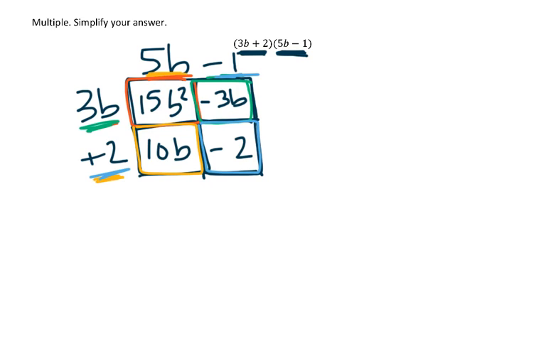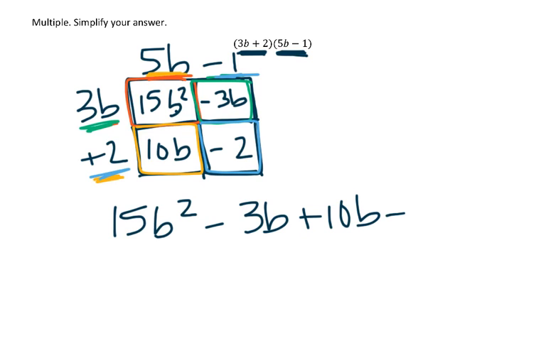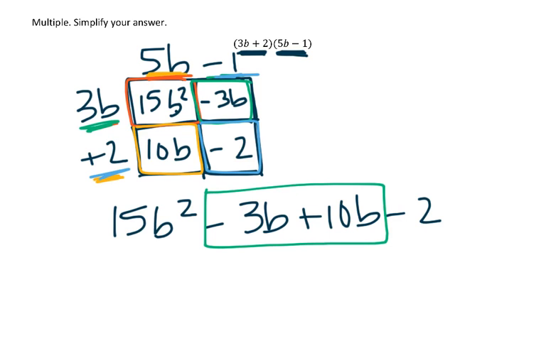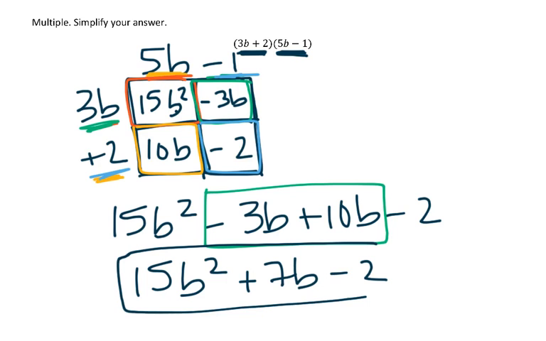And so what makes this one nice is that because there are these little boxes that you have to find the area of, it helps make sure that you don't forget something, that you make sure you multiply everything together. So I'm going to write down what I have left. I have 15b squared minus 3b plus 10b minus 2. And notice, just like before, we have some terms that we can combine together. And so I'm left with 15b squared, negative b plus the 10b gives me the 7b, and then the minus 2. So regardless of which method you choose to use, notice we get the same answer.